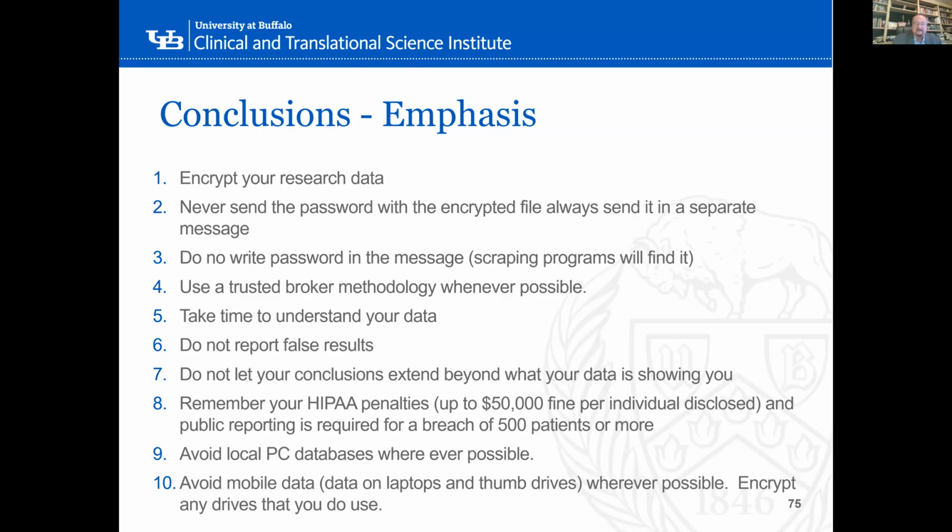Take time to understand your data. Do not report false results. Do not let your conclusions extend beyond what your research data is showing you. Remember your HIPAA penalties, up to $50,000 fine per individual disclosed, and public reporting is mandatory at 500 or more patients. Avoid local PC databases wherever possible. Work off of servers. And then avoid mobile data wherever you can, whether it be a thumb drive or a laptop or whatever, and encrypt the whole drive when you use it. If you can't encrypt the whole drive, at least encrypt the file.